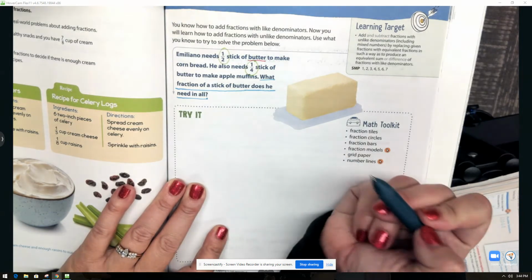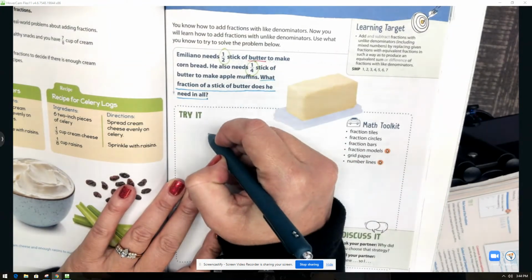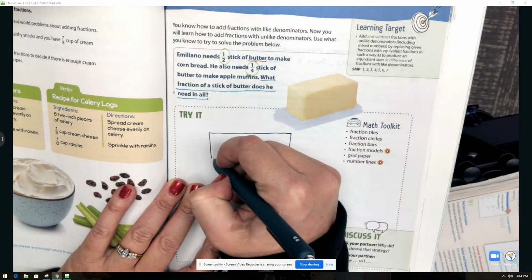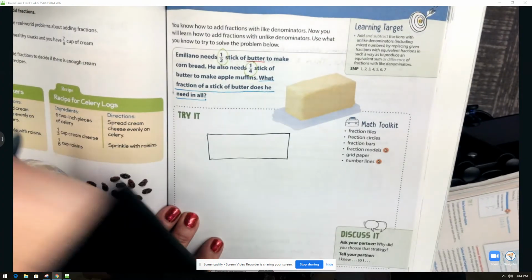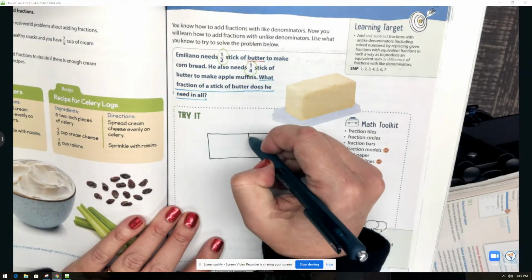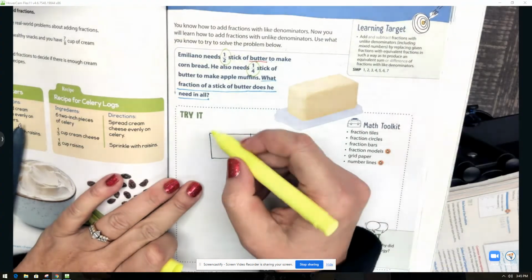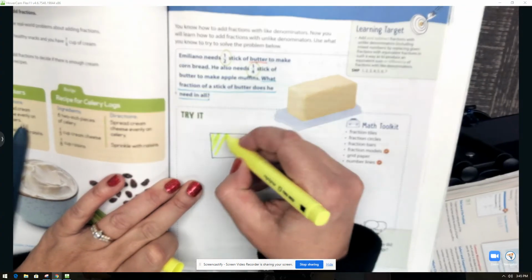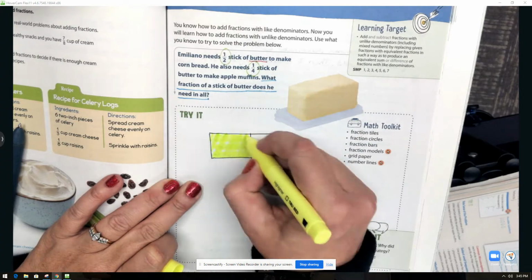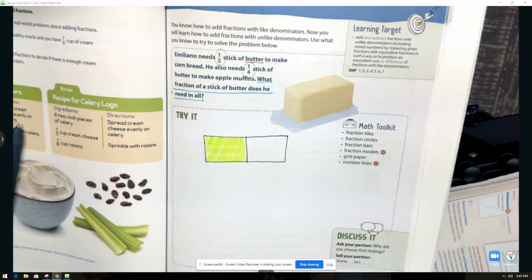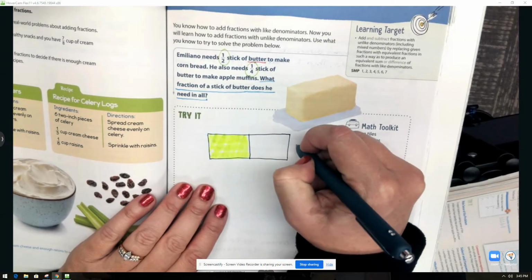So here's what I would do first. First, we know that we need 1/2 of a stick of butter. So I'm going to go ahead and draw this picture of a stick of butter. Now, I know that I need 1/2 of this stick of butter. So I'm going to take this stick of butter and break it in half. And then I'm going to highlight or fill in 1/2 of this stick of butter. So that's how much that Emiliano needs for the cornbread.